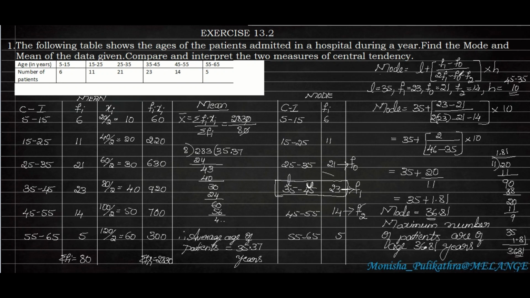For all the values in the formula, we have to substitute the numerical values. After that, the class size is also given here, so we can calculate it easily. By this, we can understand, according to this problem, the maximum number of patients. Any maximum number of things we can understand by calculating mode. I hope you understood this.